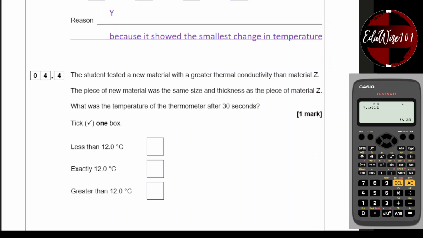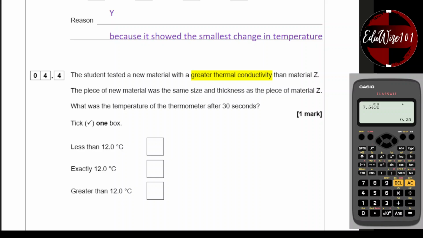The student tested a new material with a greater thermal conductivity than material Z. Thermal conductivity is actually the opposite of being an insulator. It's conducting the heat better. The piece of new material was the same size and thickness as the piece of material Z.